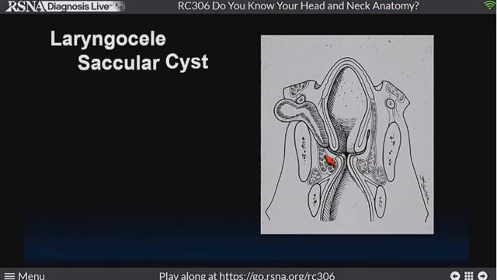That's what it's for. But if it blocks off, it can fill with air, it can fill with fluid. We like the terms air-filled and fluid-filled laryngocele, but a lot of people will say laryngocele is only air, and saccular cyst means it's filled with fluid. But with air- and fluid-filled laryngocele, you're never going to be misinterpreted.